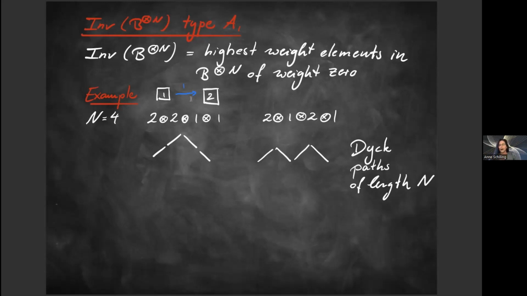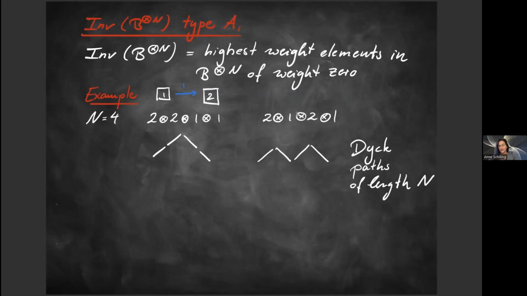So what are the highest weight elements of weight 0 in an n-fold tensor product of this crystal? Weight 0 basically means that we have the same number of 1s and the same number of 2s. So for example, when n is equal to 4, we should have two 2s and two 1s. And then the crystal operators tell you that it's highest weight if we read from right to left, you always have weakly more 1s than 2s.